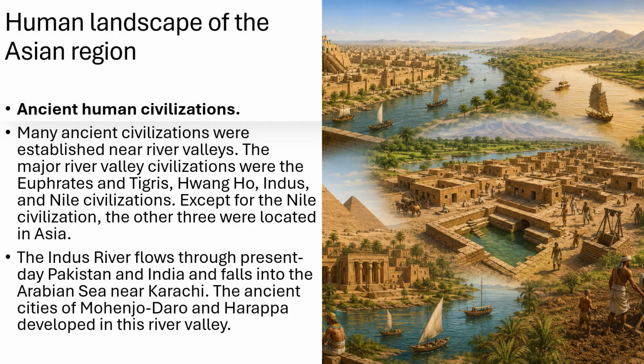Human landscape of the Asian region. Ancient human civilization. Many ancient civilizations were established near river valleys. The major river valley civilizations were Euphrates and Tigris, Huanghe, Indus, and Nile civilizations. Except for the Nile civilization, the other three were located in Asia. The Indus River flows through present-day Pakistan and India and falls into the Arabian Sea near Karachi. The ancient cities of Mohenjo-daro and Harappa developed in this river valley.